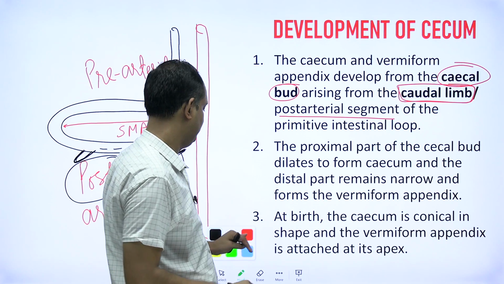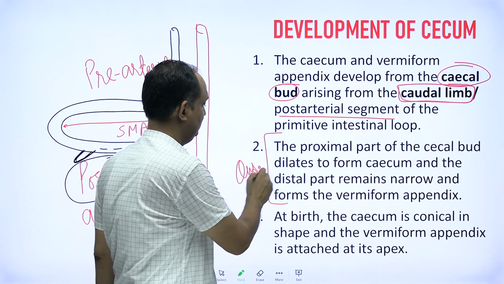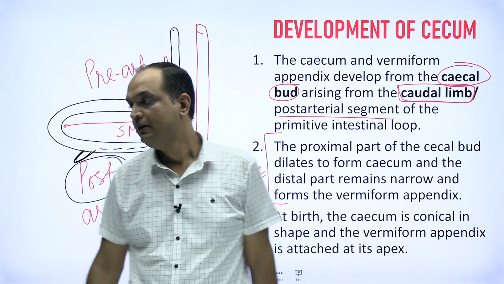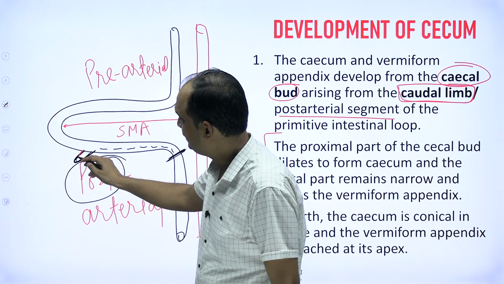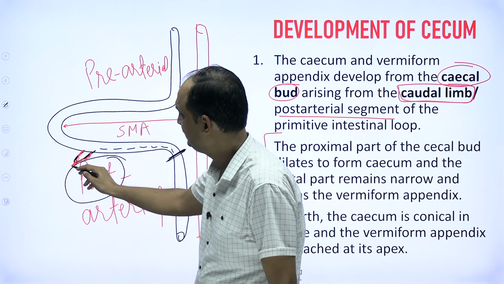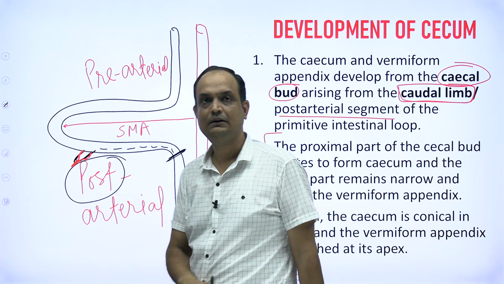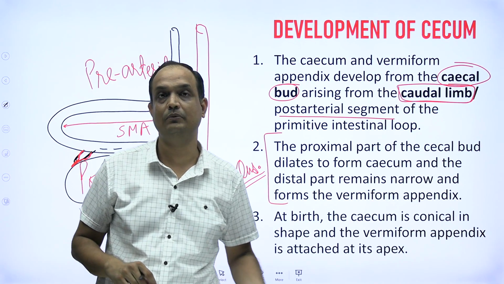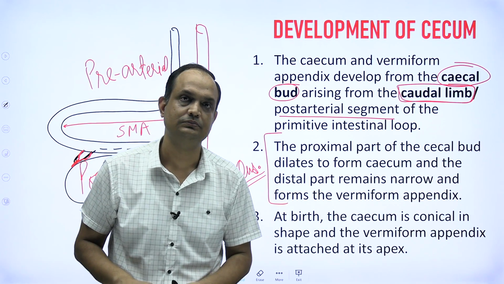So this is the question for your university exam: what is the developmental source of your cecum and appendix? So what will happen with this bud? The proximal part is going to form your cecum, and this distal part becomes narrow, which is going to form the appendix. Clear? So the question is, the cecum develops from, answer is post arterial segment of midgut loop from the cecal bud.